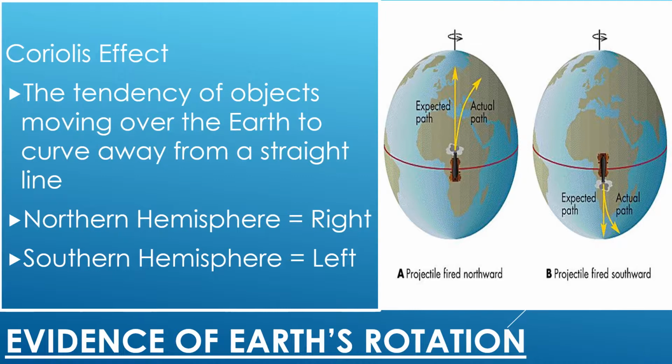And so the Earth's rotation, we can definitely tell it's there because there is a tendency of an object moving over the Earth to curve away from a straight line, even though we know that an object in motion that stays in motion should actually remain in motion. And so it changes the path as the Earth moves beneath the object. So in the northern hemisphere, things tend to move to the right. In the southern hemisphere, they move to the left. So the spinning would be to the right, and in the southern hemisphere to the left.